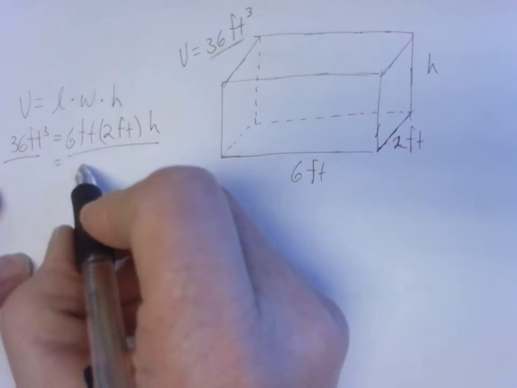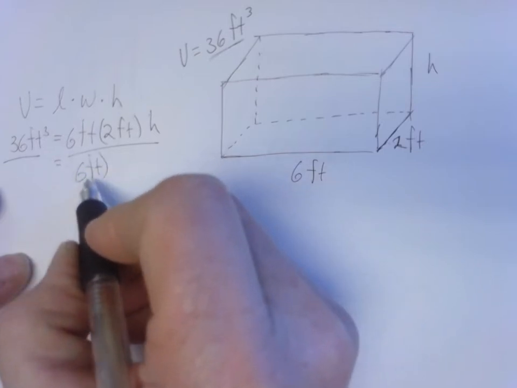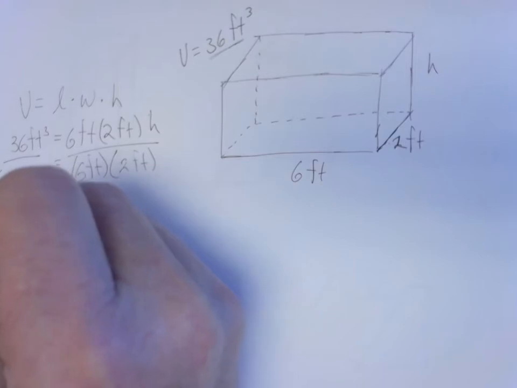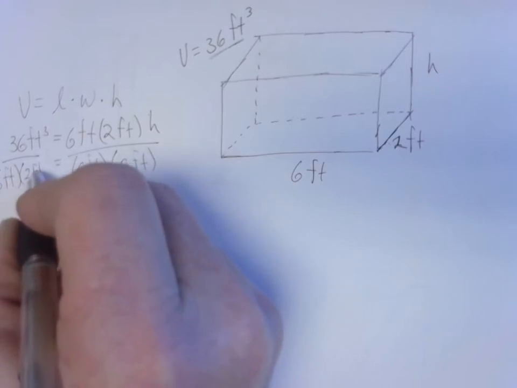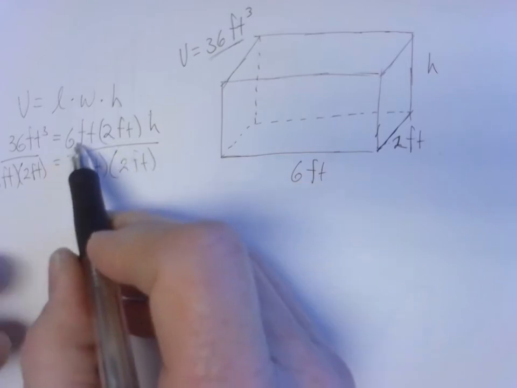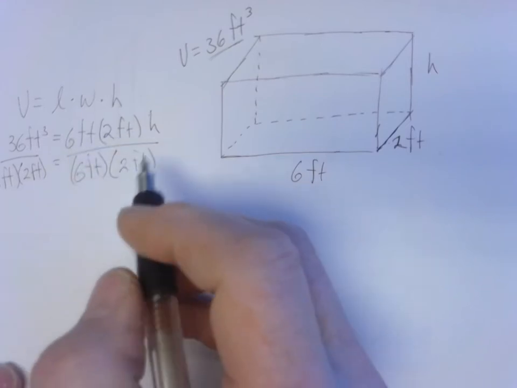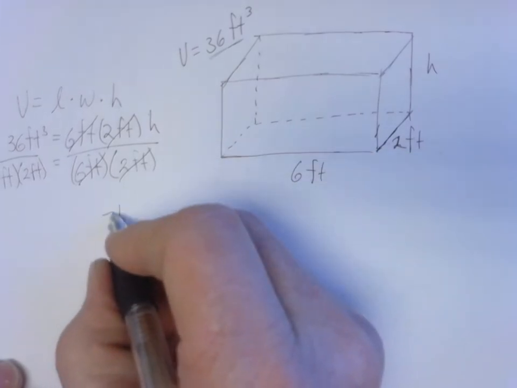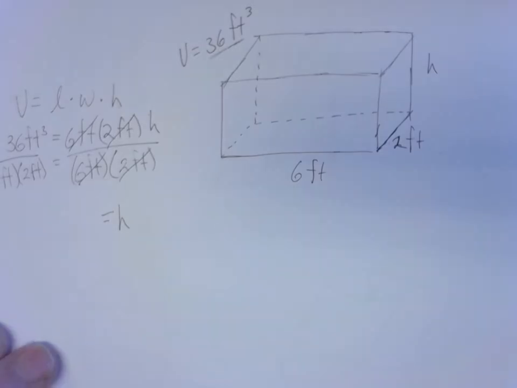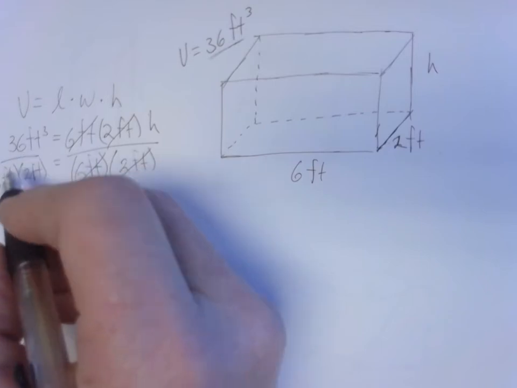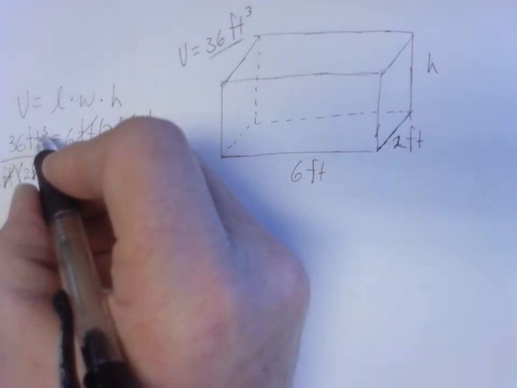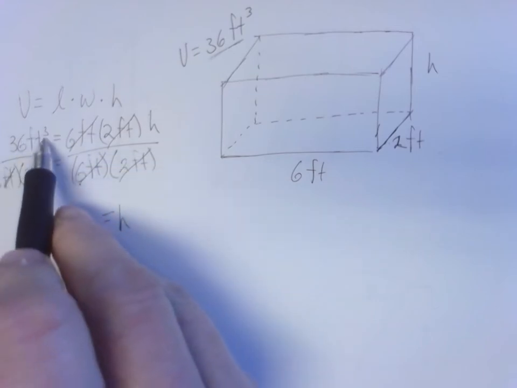I'm going to divide both sides by 6 feet, and I'm going to divide both sides by 2 feet. So 6 feet and 2 feet. You can multiply them together first if you like and say 12 square feet. But I want these to cancel, so I have h by itself. Okay. Now over here, I want you to notice that feet here and feet here are going to cancel 2 of the cubic feet.